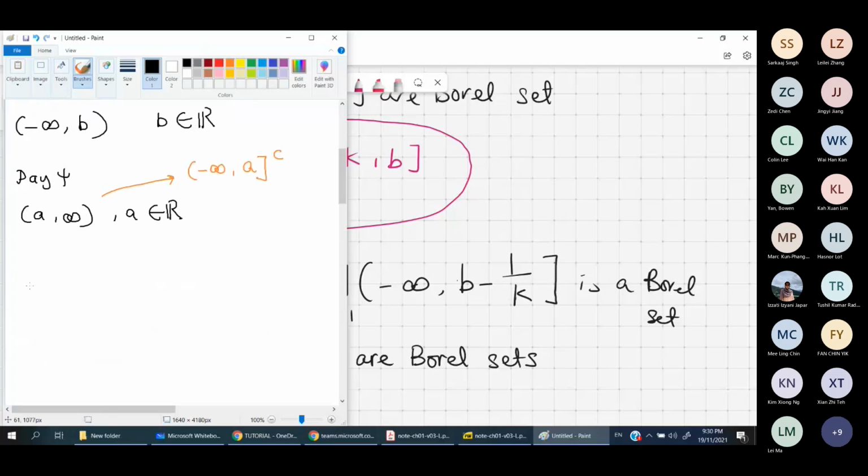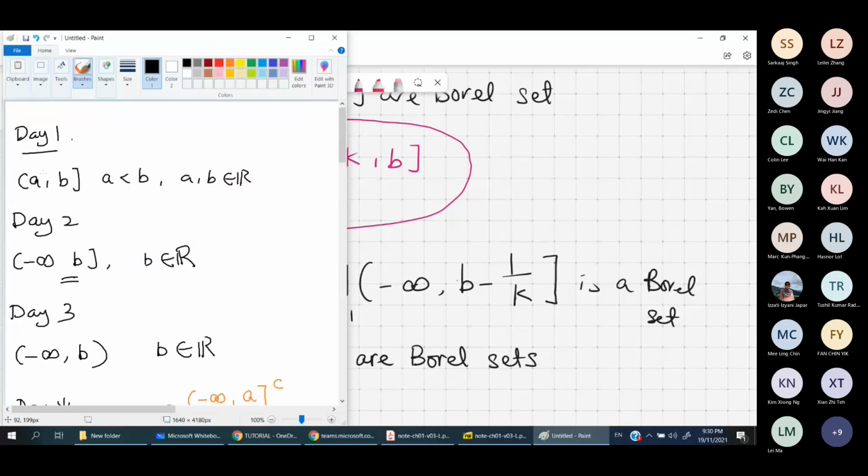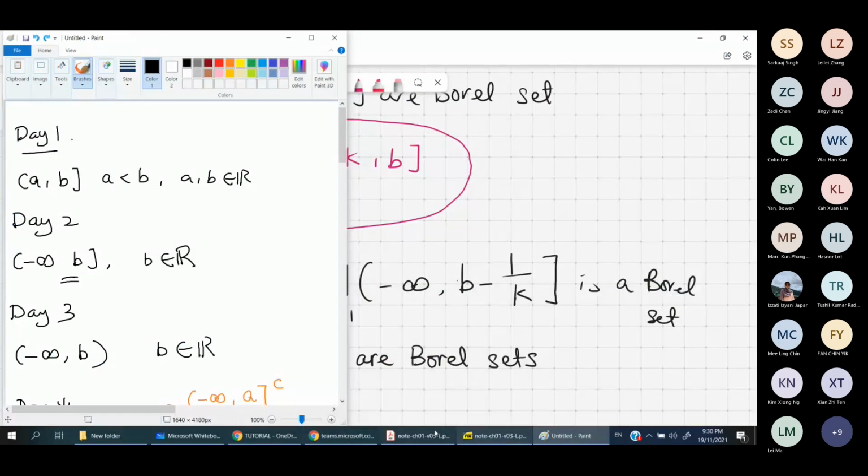You guys go and do it one by one. When you get more and more Borel sets, then you have more combinations that you can get. Okay, that's the way. So we begin with this one, and then with this and this and that. I hope you can carry on with the tutorial question here. The remaining you can do similarly.